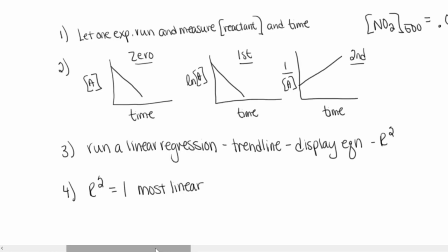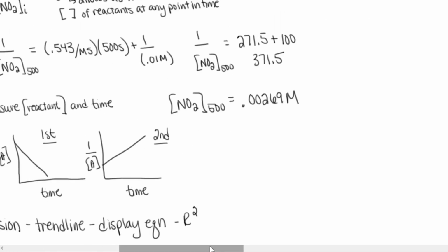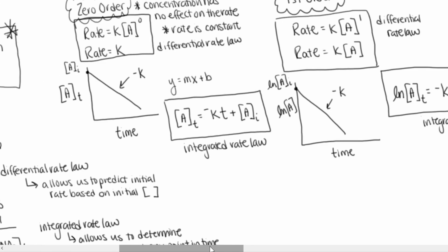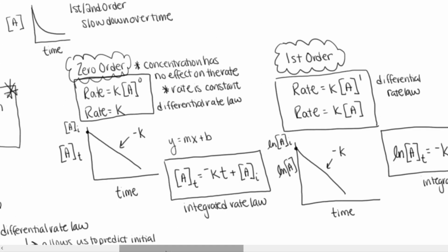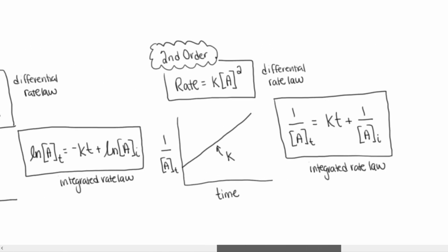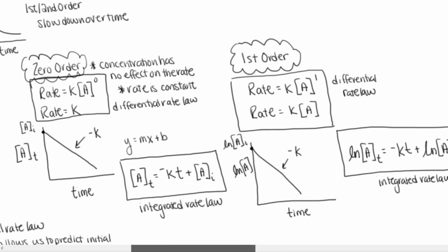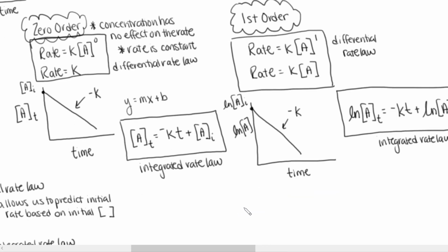Okay, one last thing that I would like you guys to add to your notes here, this sort of chart that we made up here, where we have information about 0 order, 1st order, and 2nd order, okay? There's one other thing that these integrated rate laws can do for us, and that is they can tell us the half-lives of these reactions. Because remember, half-life is the time that it takes for a reaction to go to half of its initial concentration.